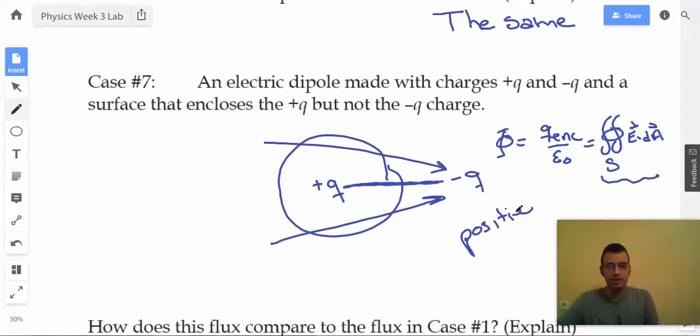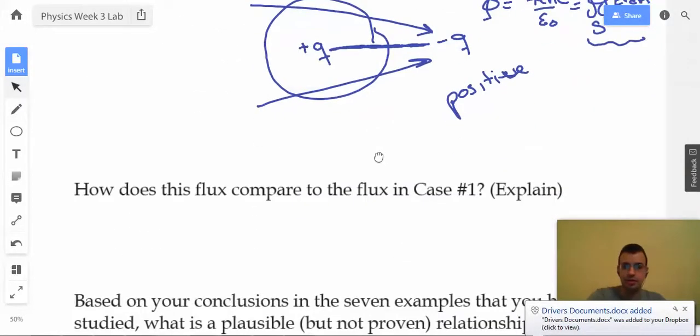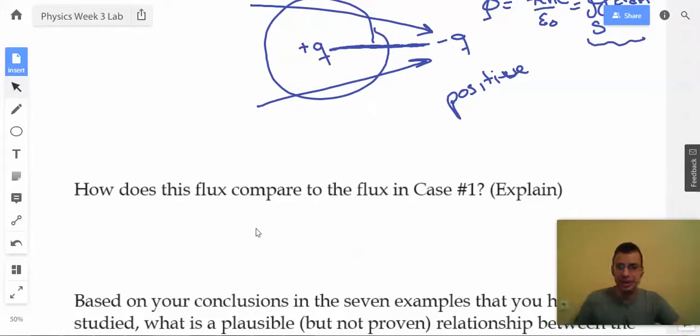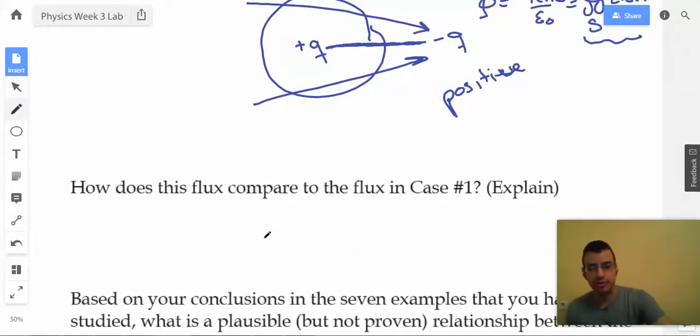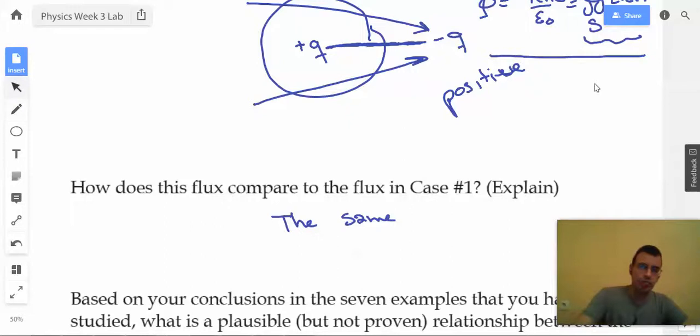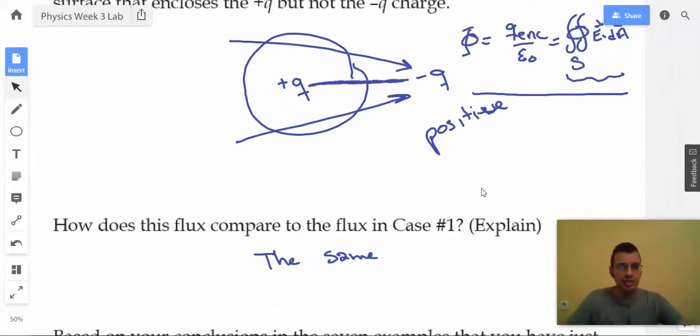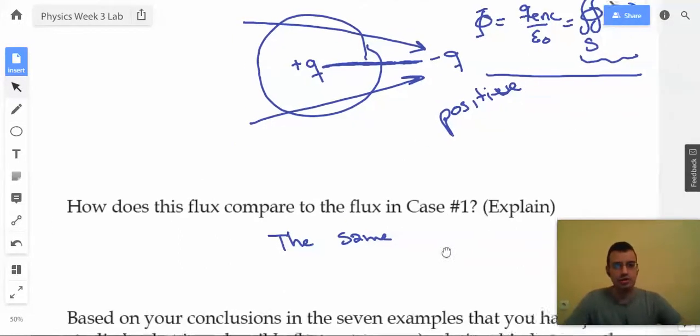And they're probably going to ask, how does this compare to number 1? It is exactly the same as number 1. Oh, it even does specifically. How does this flux compare to case number 1? The same. Explain. I would explain by writing this up here, where we have Q enclosed over epsilon naught equals Q enclosed over epsilon naught. Therefore, the same.